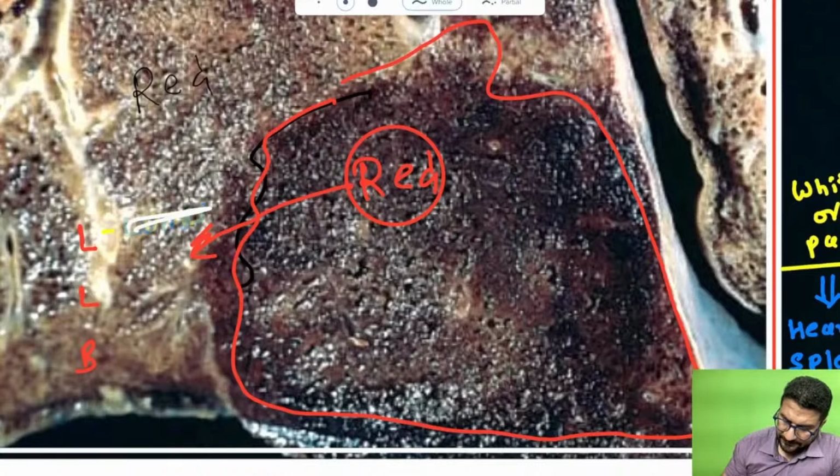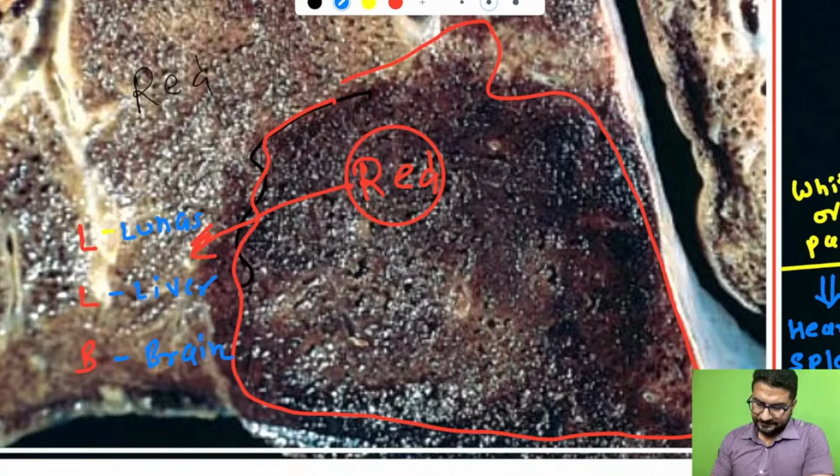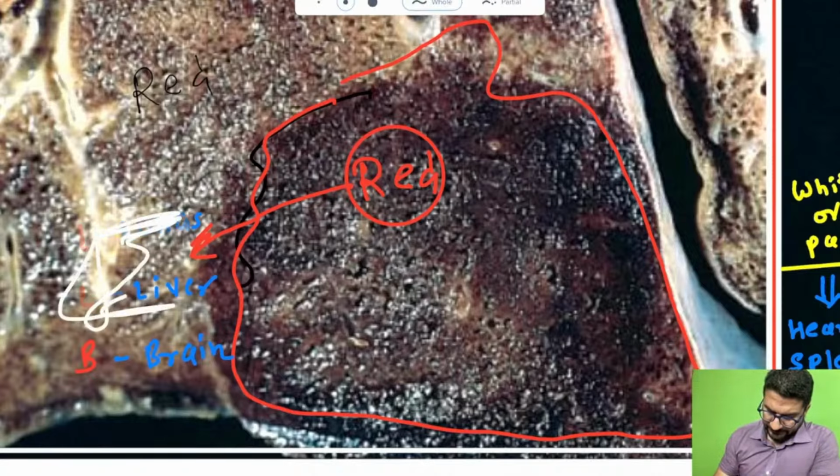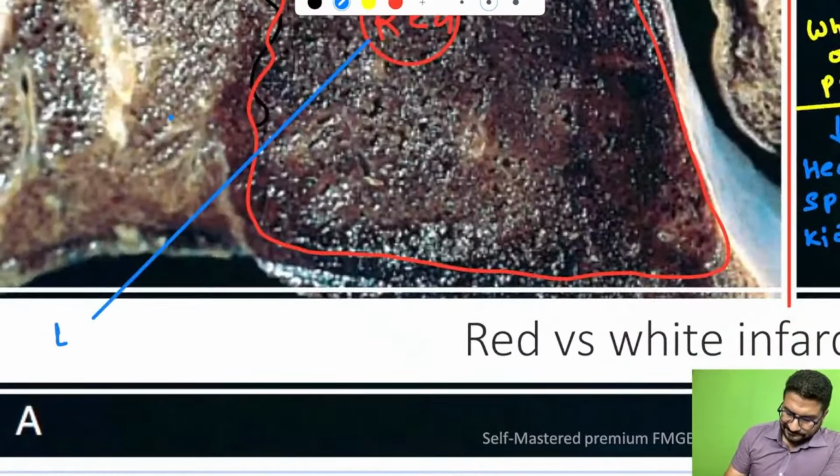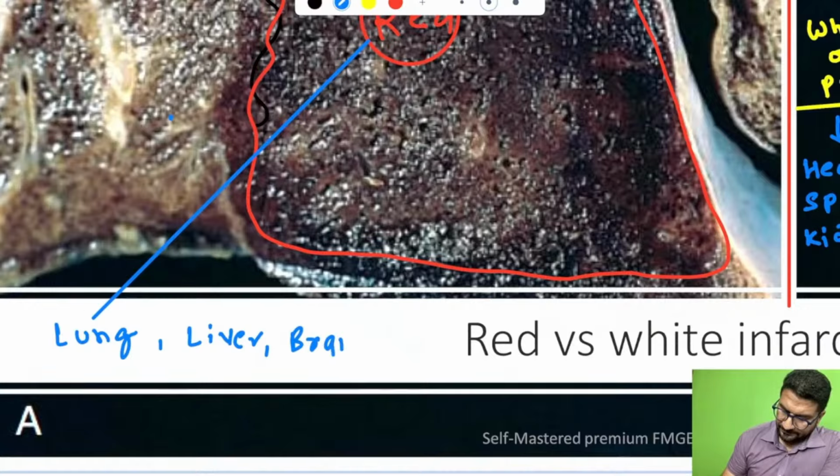It is seen in lungs, liver, and it is seen in brain. LLB: lung, liver, brain. It's not visible here, so let me write it somewhere else, so that you will see where? In lung, in liver, in brain. LLB. Done.